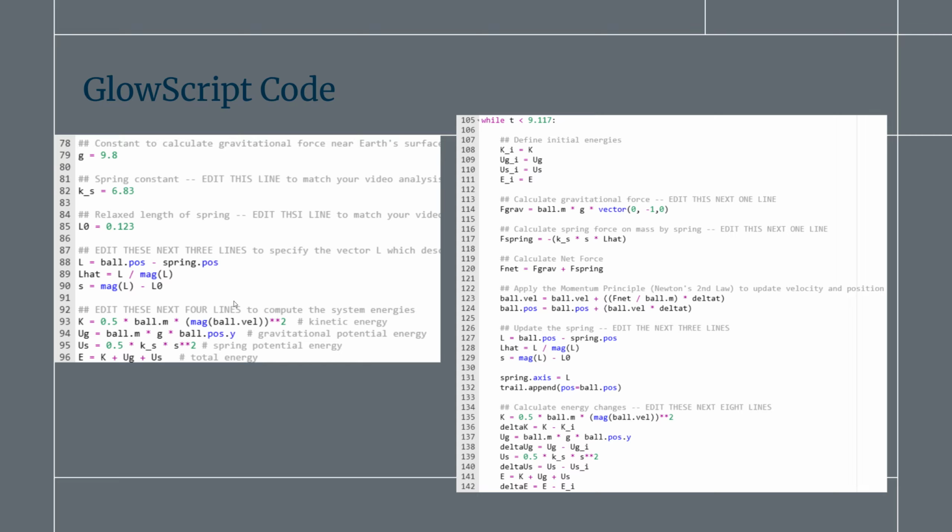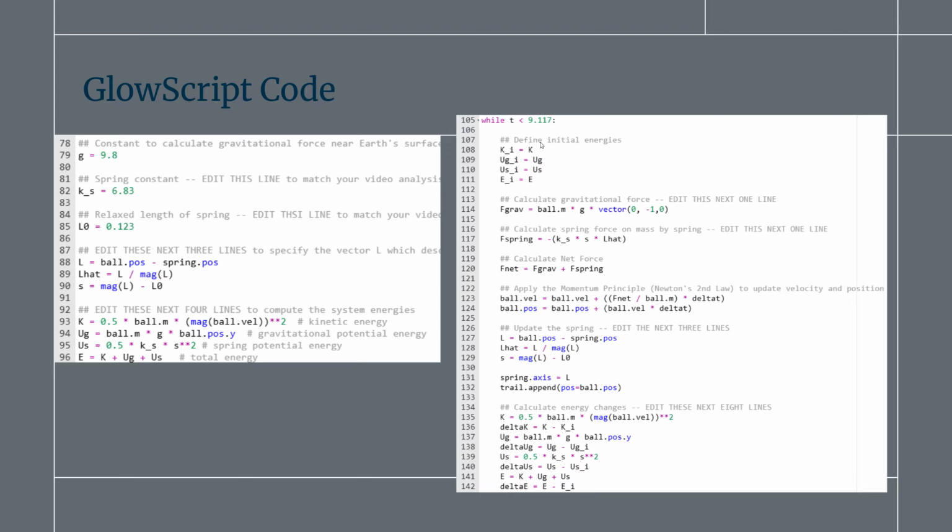Here we are able to find the next 4 lines by using the formulas that we know: the kinetic energy, 1/2 times mass times the velocity squared, as well as mgh, or in this case ball mass times gravity times the ball position on the y-axis, as well as the spring potential energy using 1/2 times k times s squared, and the total energy being the sum of the kinetic, potential and spring potential energies.